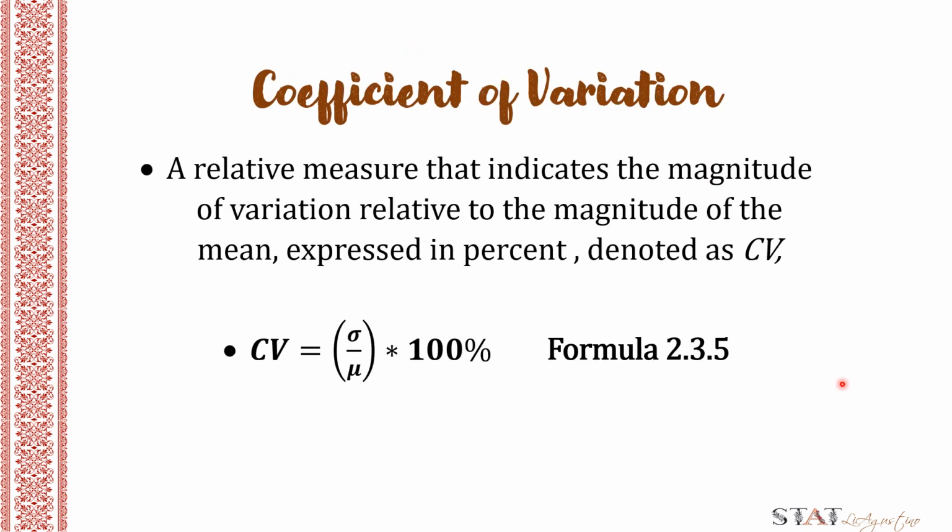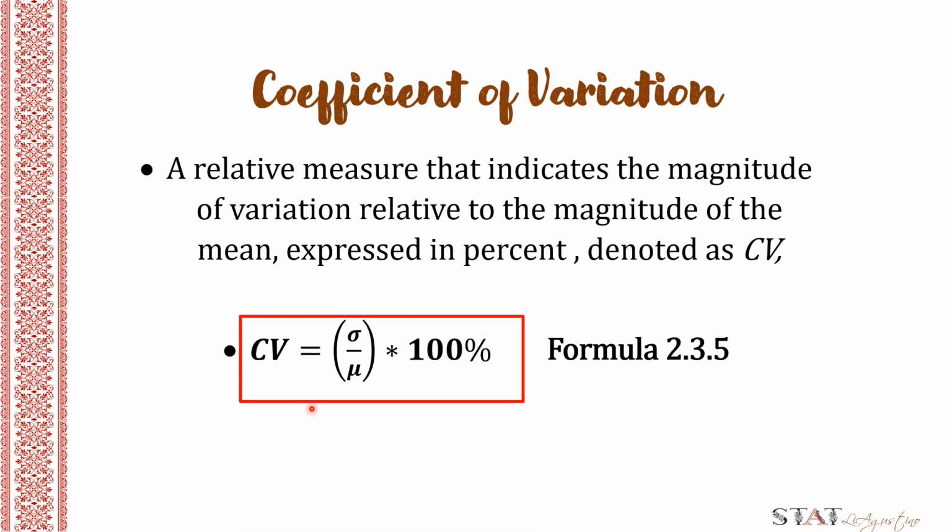So now let's proceed to the fourth measure of dispersion, the coefficient of variation. The CV is really present in experimental researches, especially for agriculture and biology. And so it is the relative measure that indicates the magnitude of variation relative to the magnitude of the mean, expressed in percent, denoted as CV. So you compute first your standard deviation over the mean multiplied by 100. And this becomes our formula, Module 2, Topic 3, fifth formula.